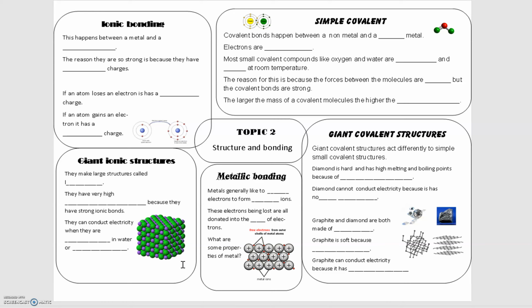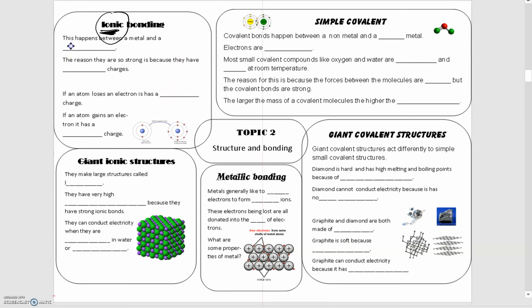So if you look at ionic bonding, this happens between a metal and a non-metal. The reason they are so strong is because they have opposite charges. A lot of students get confused between ionic and covalent bonding. The best way to learn ionic bonding is to look at the keyword ionic. If I look at ionic, I can see that I need to form ions in order for this to work. An ion is when you have lost or gained an electron. So this bonding takes place between a metal and a non-metal. The reason they're so strong is because they have opposite charges.